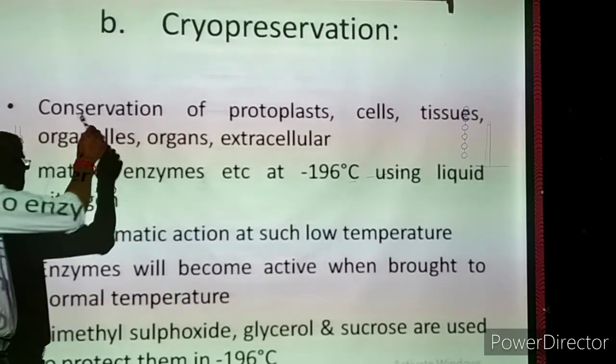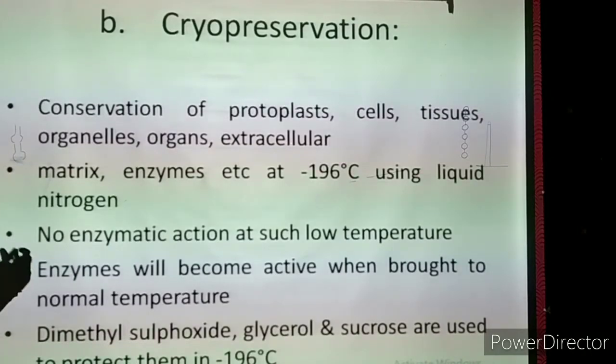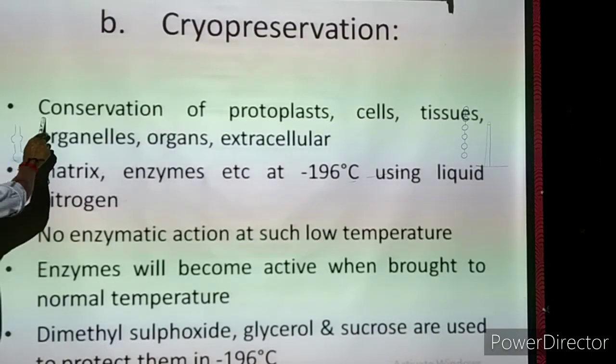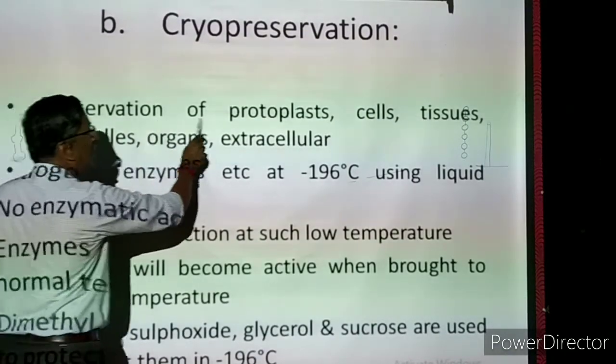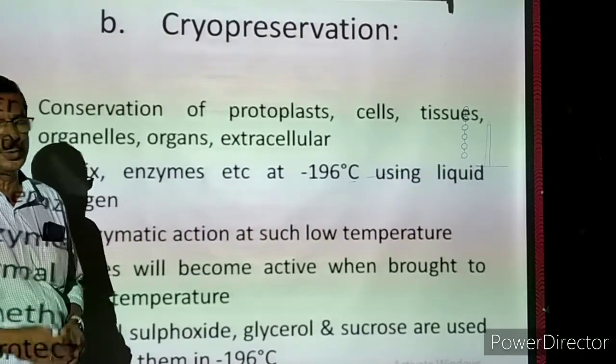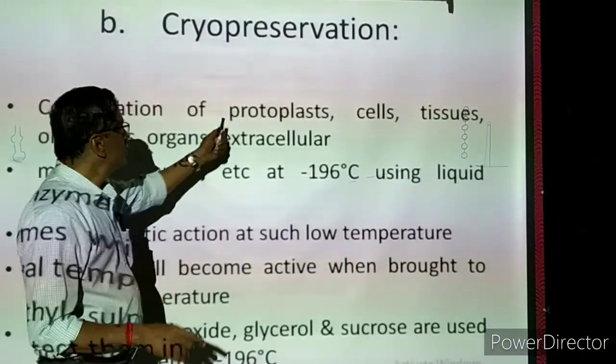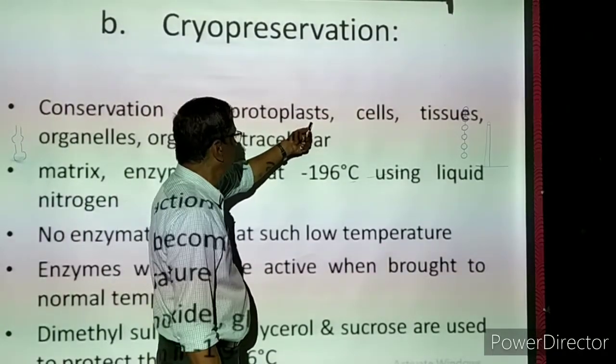Now, cryopreservation. Third is the technique by which, whether it is a protoplast or cell or synthetic seeds or whatever it is, they can be preserved for a long period of time. It is a conservation, that is, preservation of protoplast. I already told you the meaning of protoplast. Protoplast means a plant cell without cell wall.